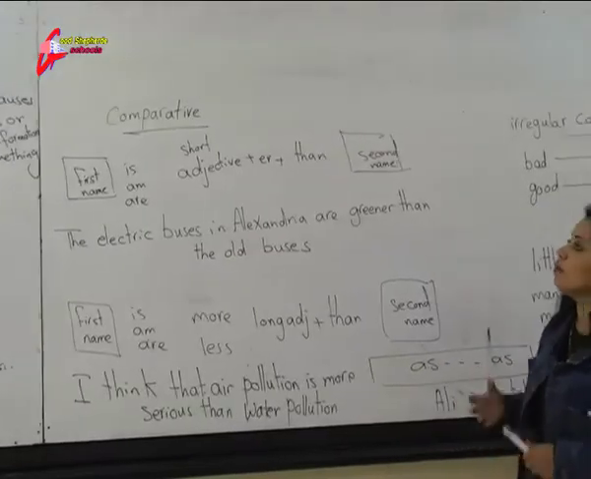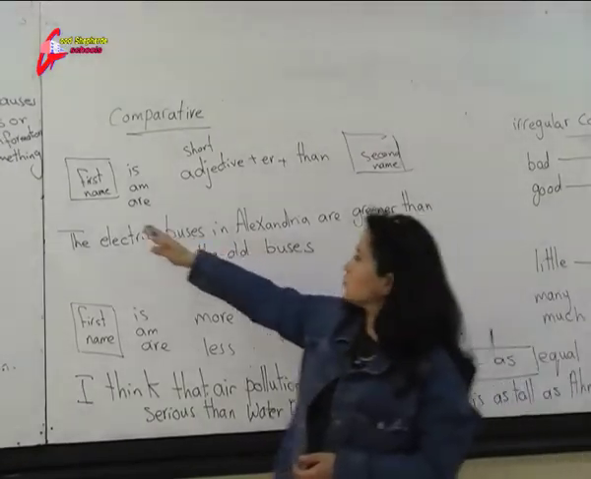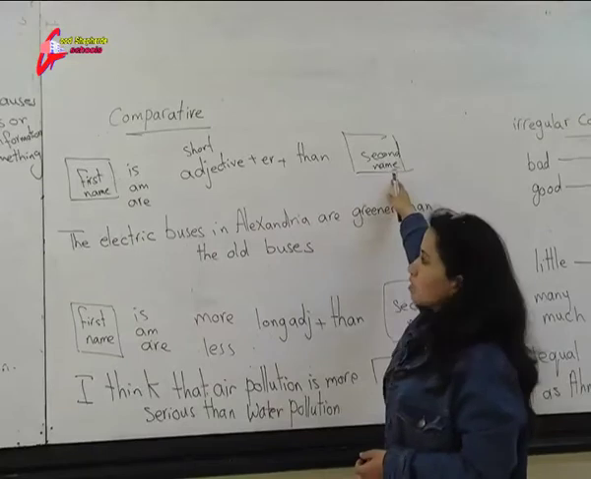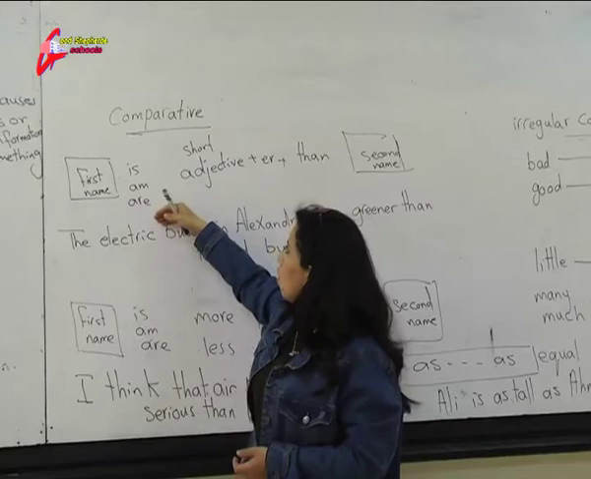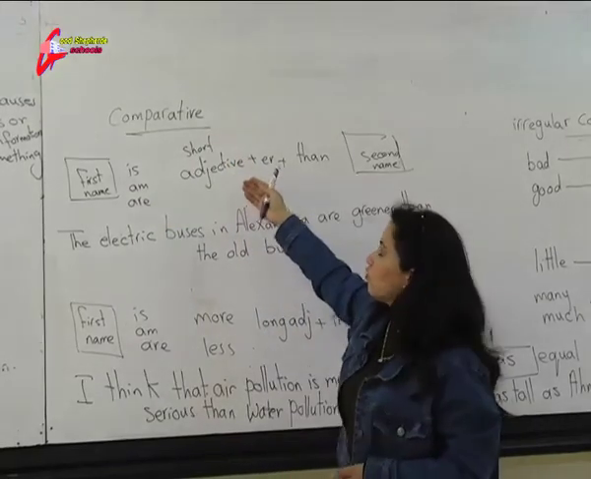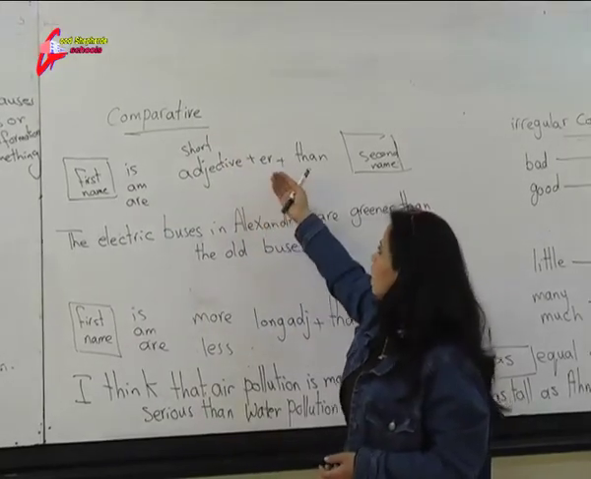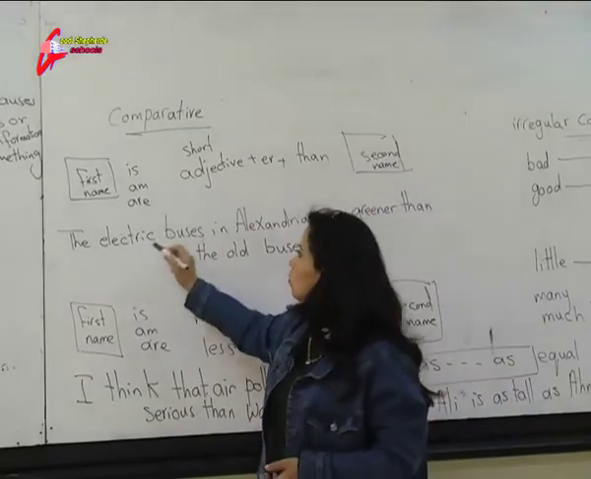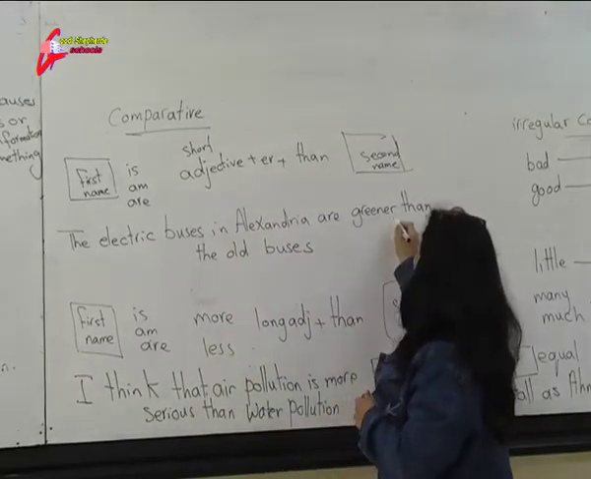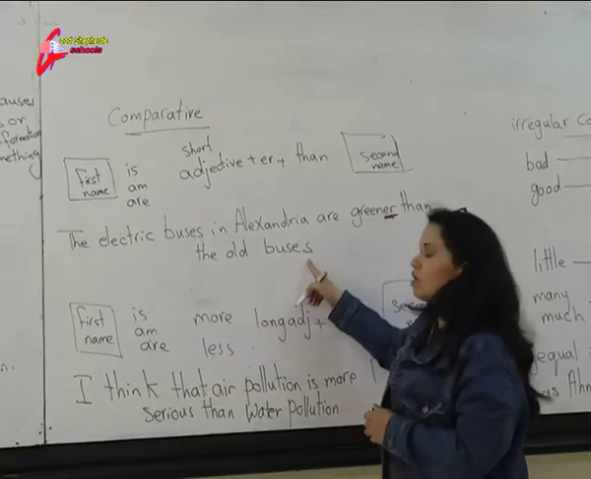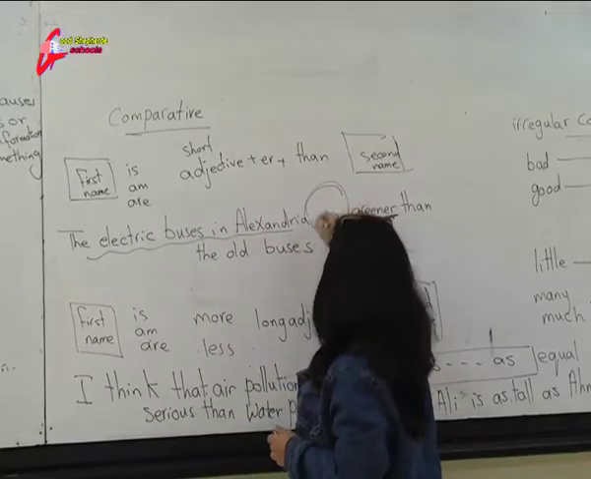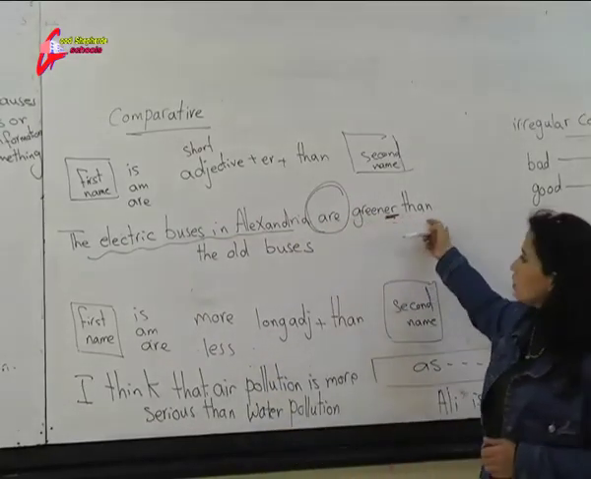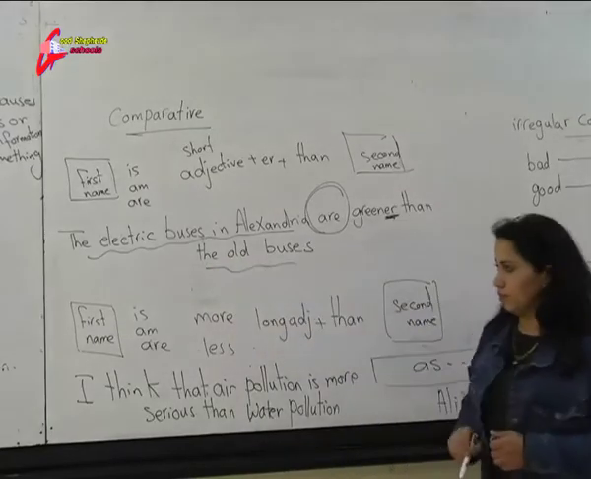Another part we are going to talk about is comparative, to compare between two, so we have to have two names, first name and a second name or last name. After the first name, we have is, am, are. And if the adjective we are comparing is a short one, we add er and than. Like the electric buses in Alexandria are greener than the old buses. So we have the first name followed by am, is, are, adjective plus er, than, and the second name.